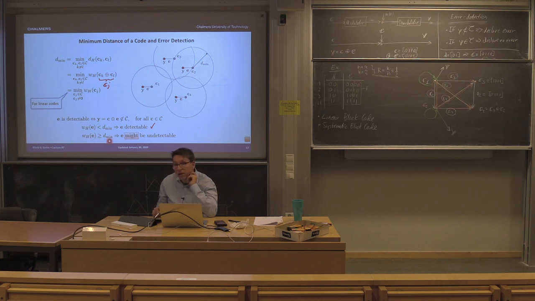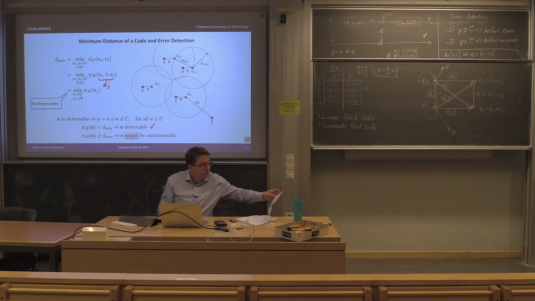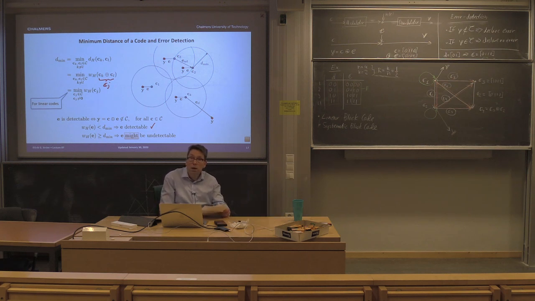If the Hamming weight is greater than d min, we might have an undetectable error. For instance, this is an undetectable error going from C3 to C2, but we could definitely have another error like this, which is much larger than the minimum distance, but just ends up in the wrong place. So we need to be quite unlucky to get one of these, or we hope that this will not happen very often. Any questions on this?